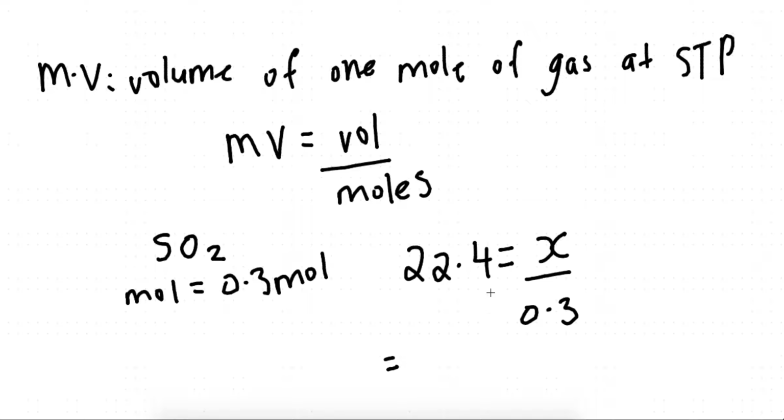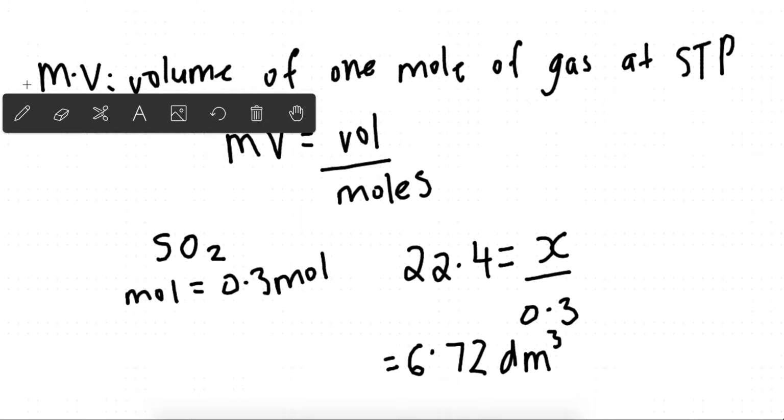To find the volume, you just cross multiply. 22.4 times 0.3 is 6.72. And what is the unit of volume? Decimeter cube. Good job, guys. Let's continue. Next question.